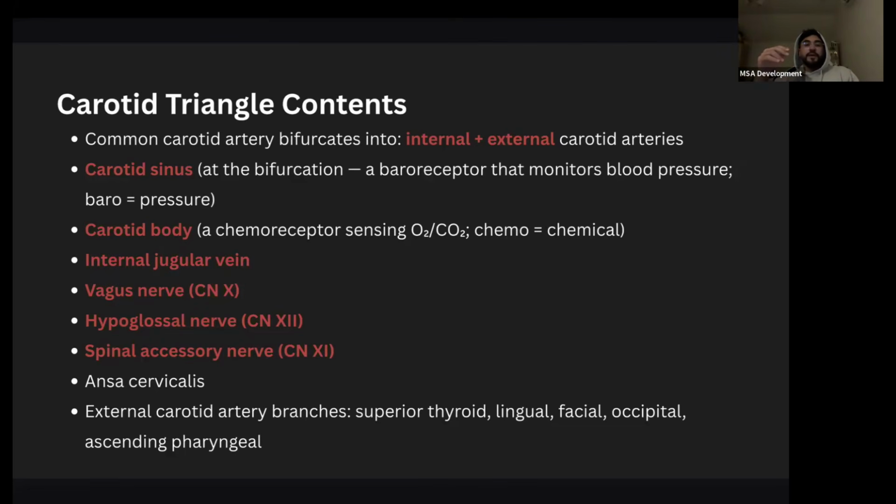So basically, it's very important that you know this, but also it's common sense for you to make a guess of what the contents of the carotid triangle are. Maybe the only part that's going to be a bit confusing is the nerves that pass through the carotid triangle. So it's going to be 10, 11, and 12. Okay.